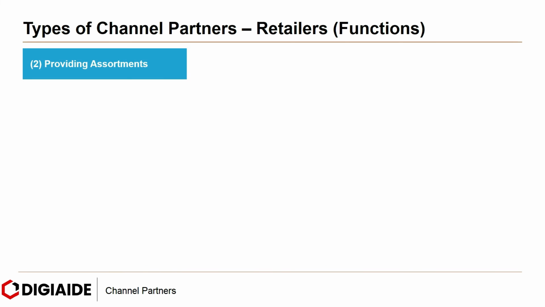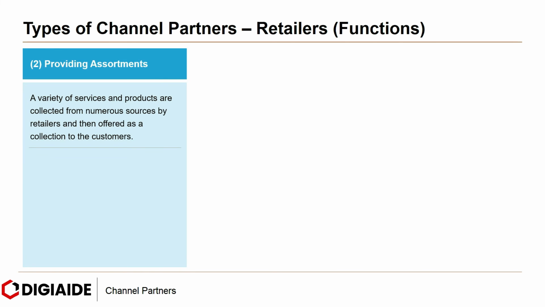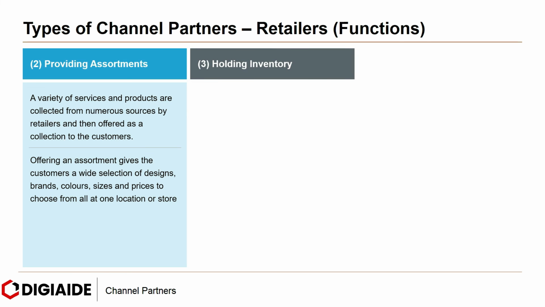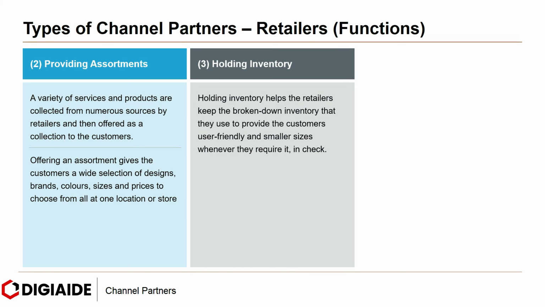Second, they help in providing assortments. A variety of services and products are collected from numerous sources by retailers and then offered as a collection to the customers. Offering an assortment gives the customer a wide selection of designs, brands, colors, sizes, and prices to choose from, all at one location or store. Next, they help in holding inventory. Holding inventory helps the retailer keep the broken down inventory that they use to provide the customer user-friendly and smaller sizes whenever they're required.